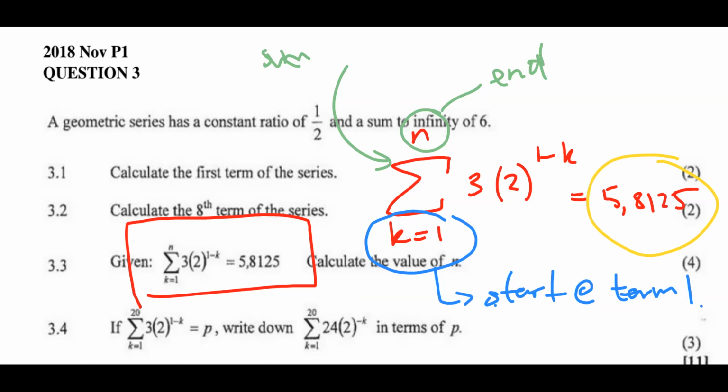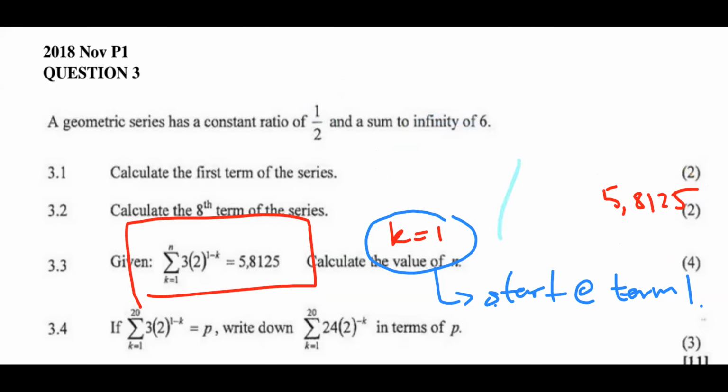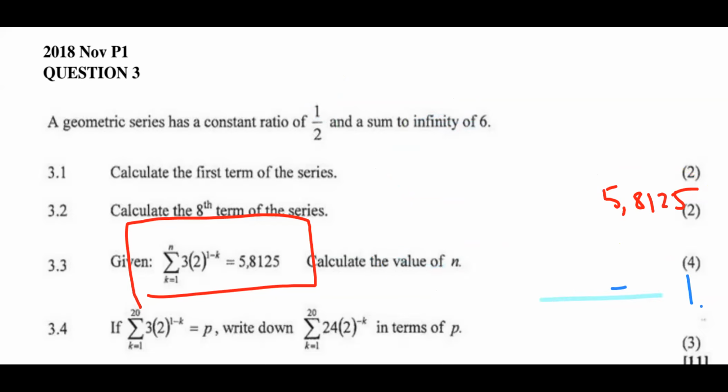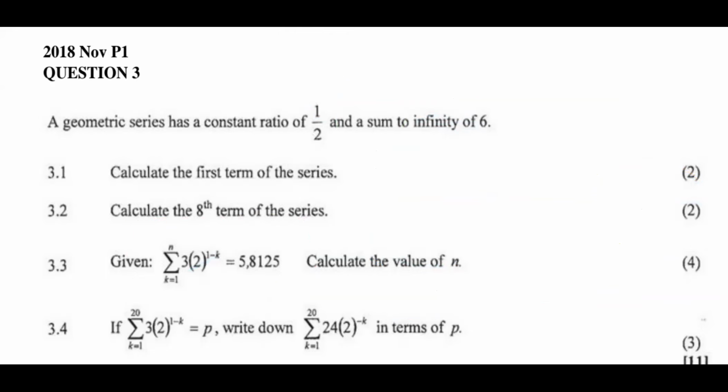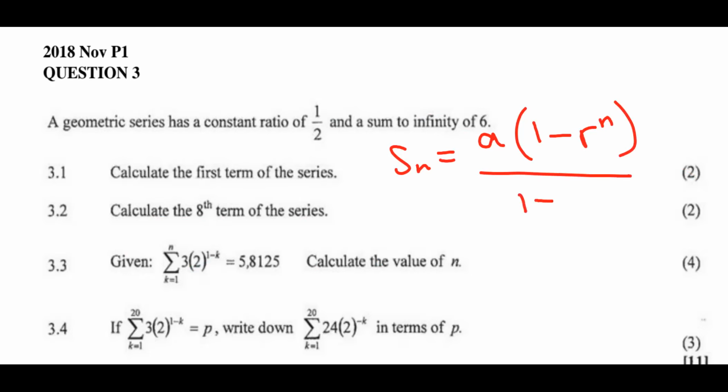We can solve n by using a simple sum formula of a geometric pattern, because they're giving us the sum. That 5.8125 is the sum that they're giving us. And so we can solve n. So let's just see, here's your formula. A bracket, actually I'm going to write it like this rather: 1 minus r to the power of n over 1 minus r.